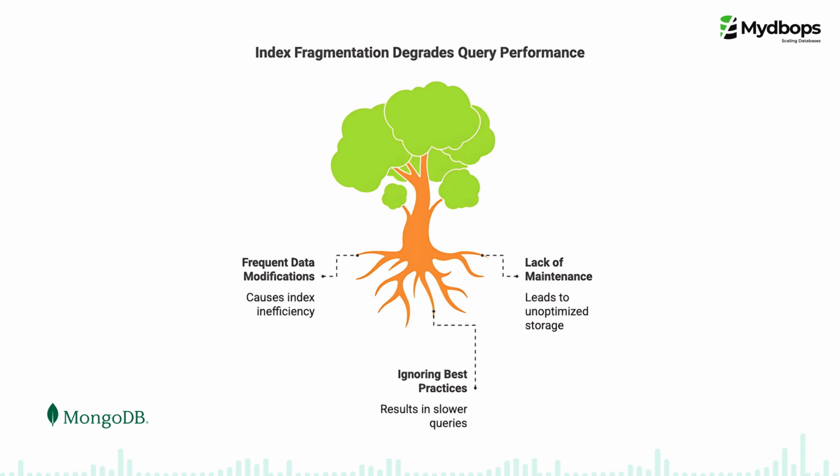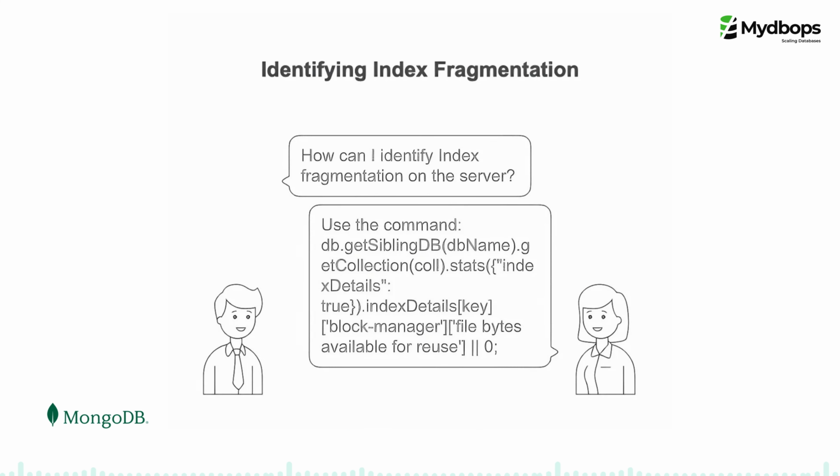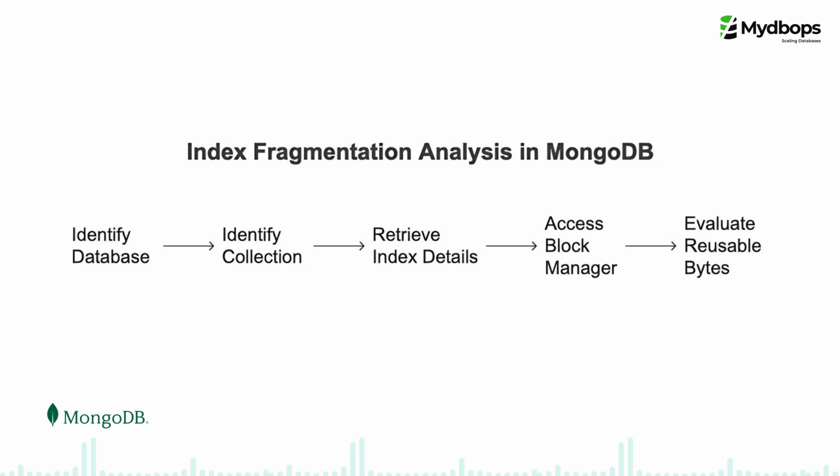Now, how can I tell if this is actually happening in my database? What should I be looking for? Well, MongoDB actually provides a command that lets you analyze your indexes for fragmentation. Think of it as a diagnostic tool. The command db.collection.stats helps you peek into the details of your indexes and see if they're becoming fragmented. A key indicator is a high value for bytes available for reuse. That's a red flag telling you things are getting messy. It sounds like a clue in a detective story.